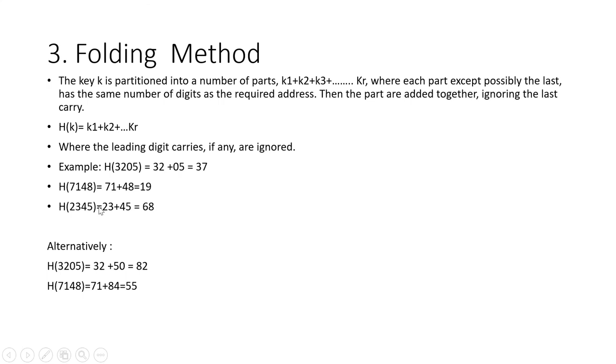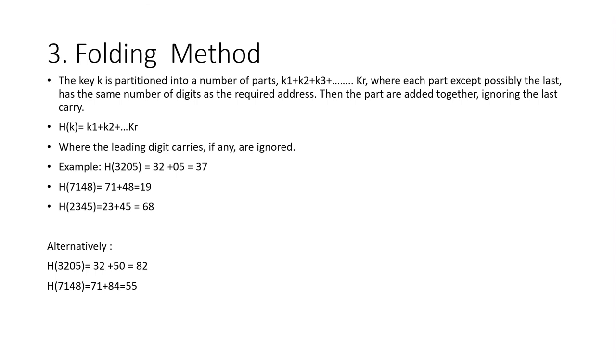Got it? So another way of doing the folding method is, you divide the key into pieces, that is 32. Alternatively, you can do another technique: 32, and instead of 05, you reverse that particular number. The second piece will be reversed, that is 50. Then add, and you will get another address. This is another way of doing it. This is 82. So at the 82nd location, you're going to store 3205.